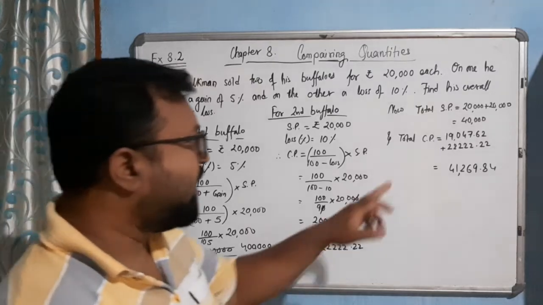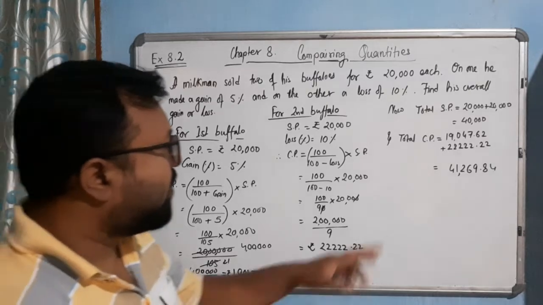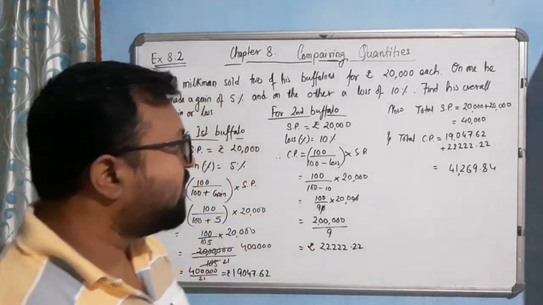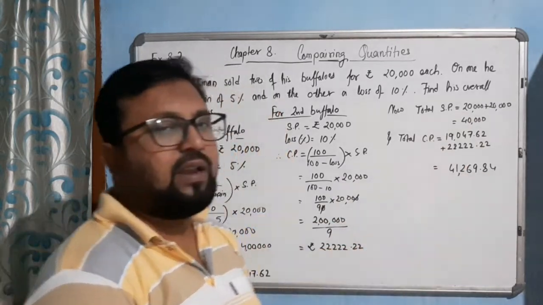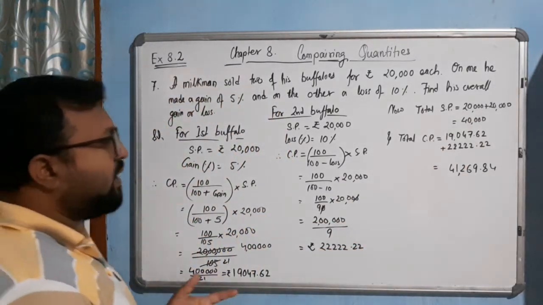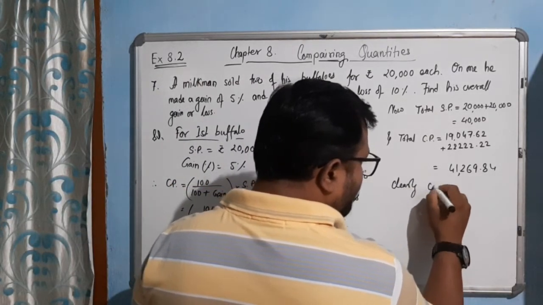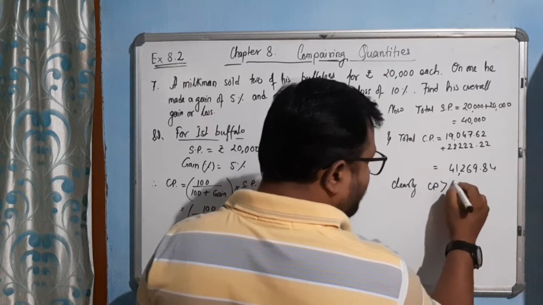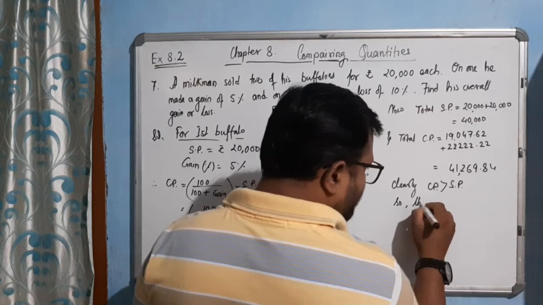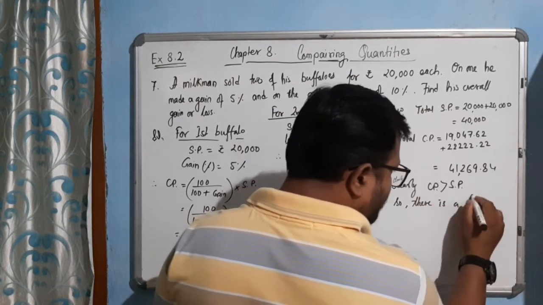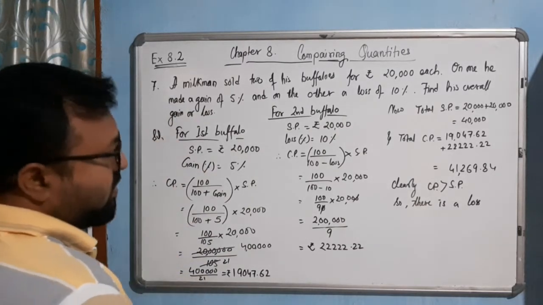41,269.84 paise. See, the selling price was 40,000, and the cost price is 41,000 something. Selling price is only 40,000, and cost price is 41,269.84 paise. So definitely we can say clearly CP is greater than SP, so there is a loss. So find the overall gain or loss.